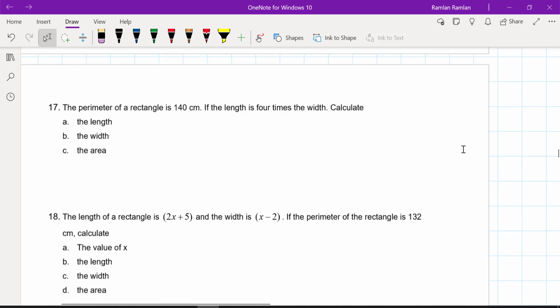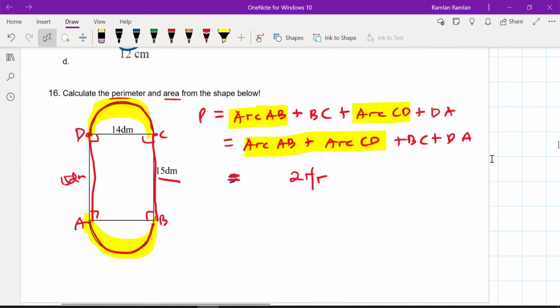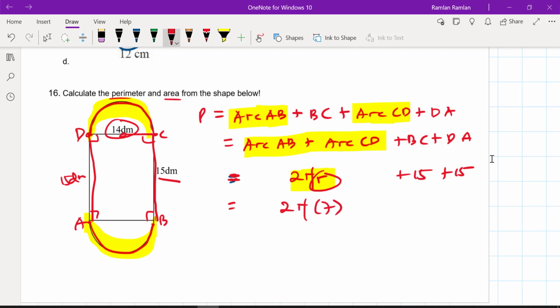And then the next one, wait, that will be 2 pi r is the arc AB plus arc CD, and we know that BC and DA are both 15, so this is 15 and this is also 15. And since we know that the 14 in here is the diameter of the circle, the radius is just half of that, right? So there'll be 14 divided by 2, and the radius will be equal to 7, right? Because 14 divided by 2 is equal to 7, that'll be 2 times pi times 7, and then I'm just going to add these two, that'll be 30, and then you can just put this into the calculator.